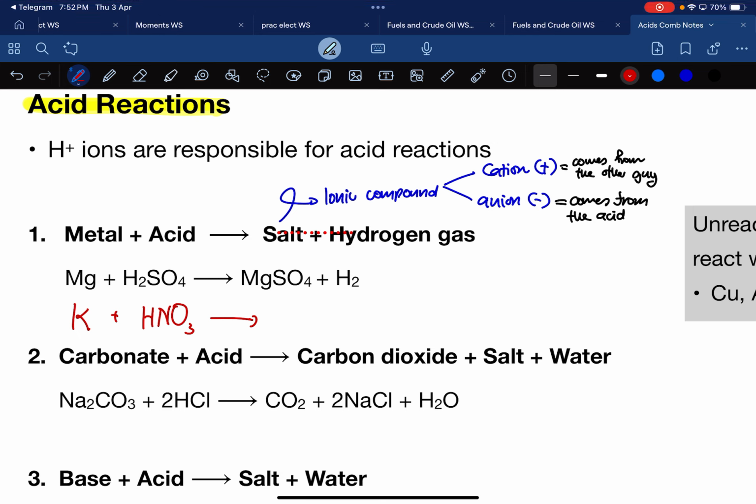What does this show? It shows that 1 unit of K is reacting with 2 units of nitric acid, for 1 unit of H2 and potassium nitrate. But this one also needs to change.